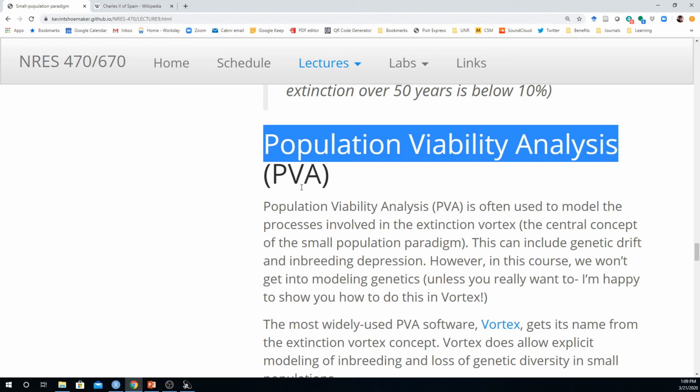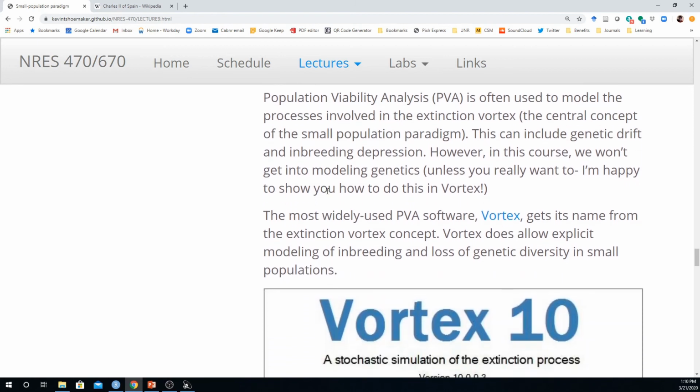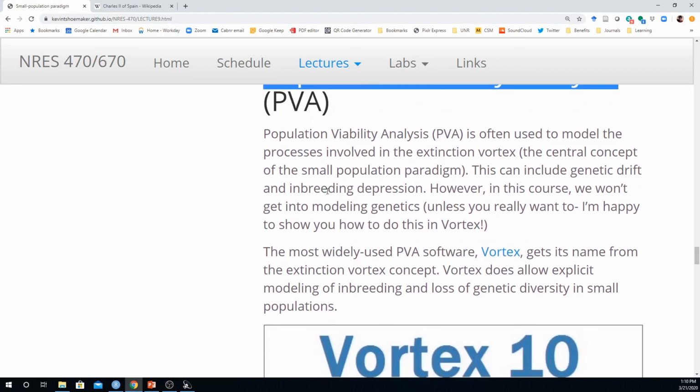So population viability analysis is a way to put all what we know about a species into a model and ask questions. Use the model itself as kind of this test tube, experimental playground to understand what the future might look like and how management might help. So population viability analysis, in its first uses, is often used to model processes involved in the extinction vortex.